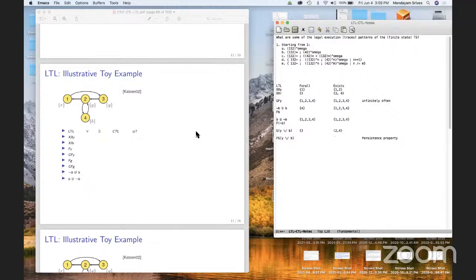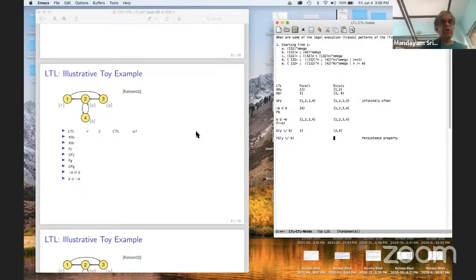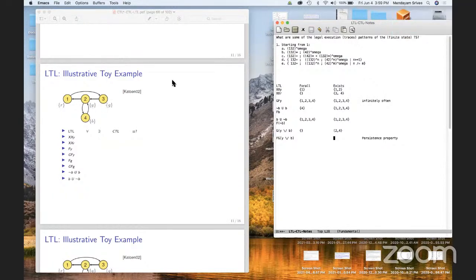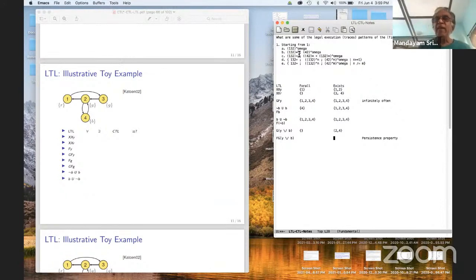I'm not sure. Something starts from 3 and then keeps on looping in the 2, 4 path. Exactly correct. So any path that ends up looping in only 2, 4, like for example B, paths of this kind. These are paths that end up repeating in 2 and 4, any such path.